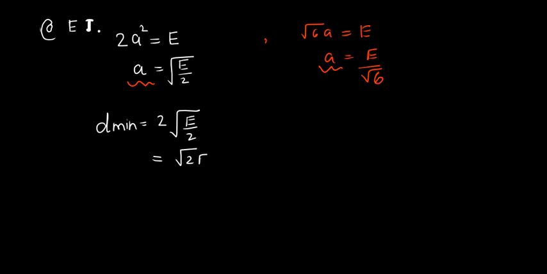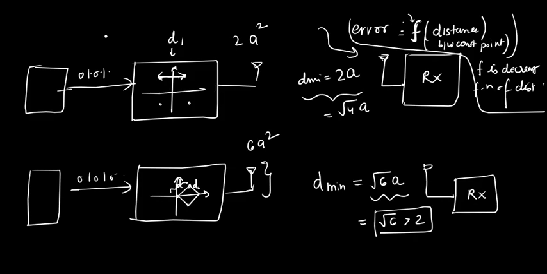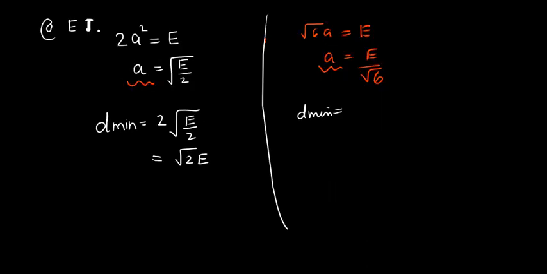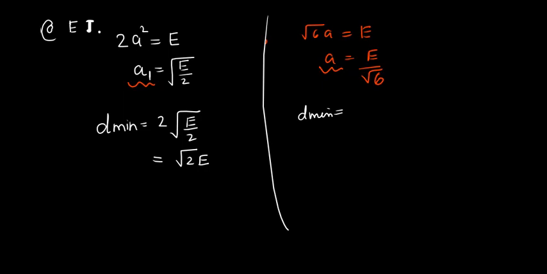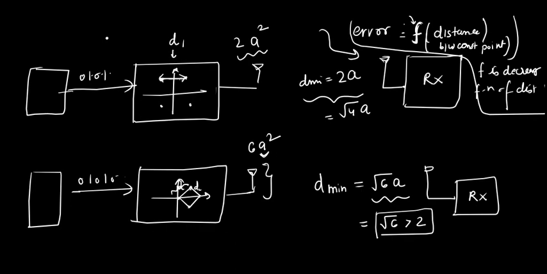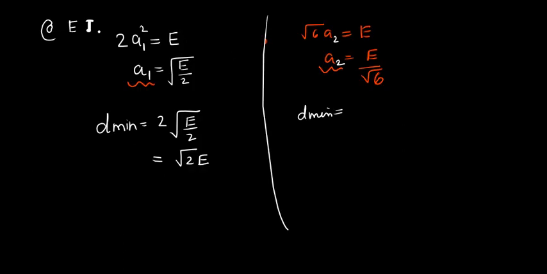Why are you taking 2s? For apple to apple comparison, we are normalizing, or making the energy of these two equal. If you want to make this energy equal, for this case A1 will be... Take A as A1. If there is confusion, A is a parameter for this constellation and this is the parameter for this constellation. So you can tweak this parameter.